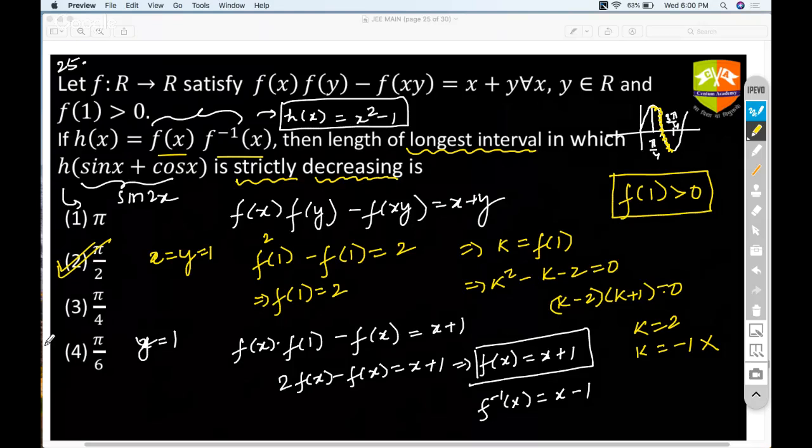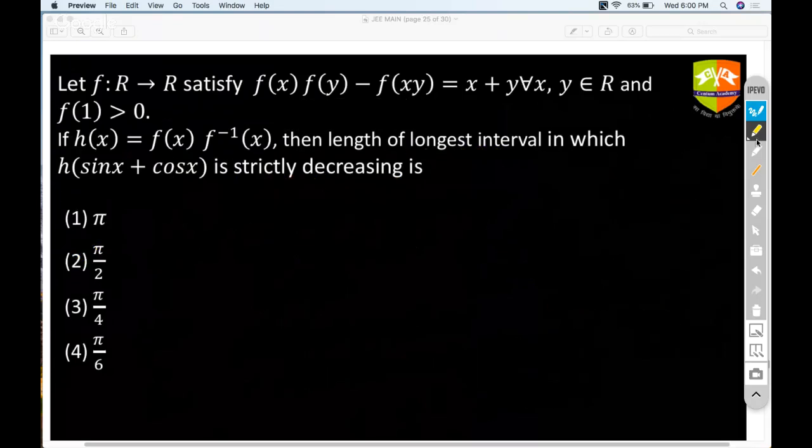Is that fine? So yeah, now I think Sai Mihir got the right answer. Okay, great. So we'll now move on to the next one.